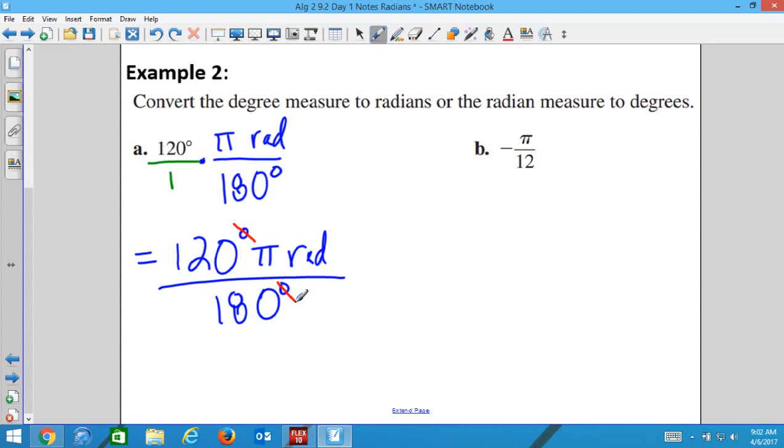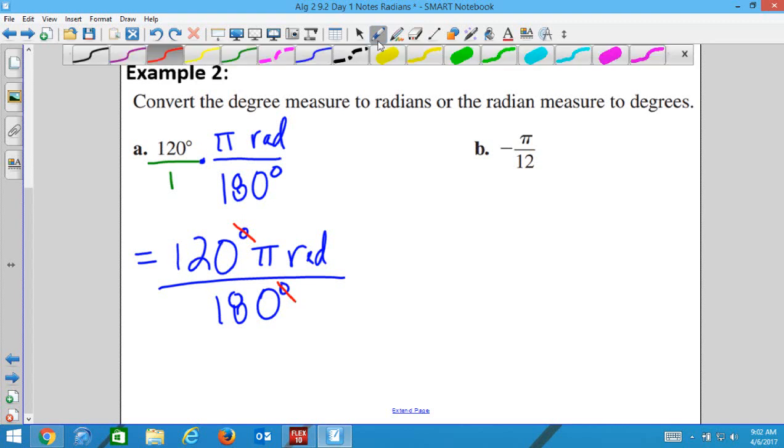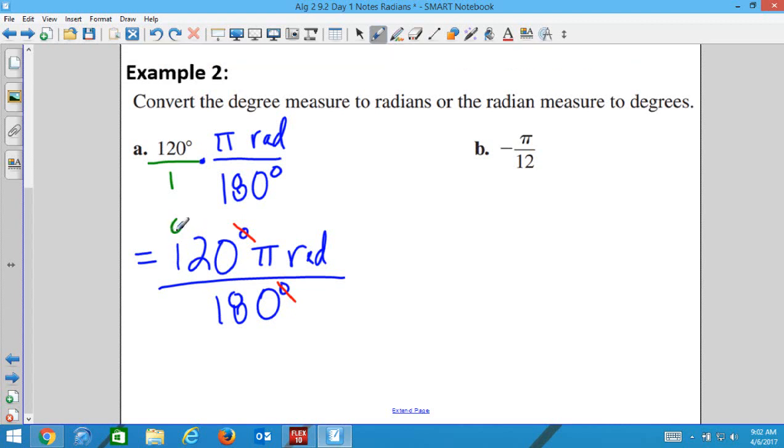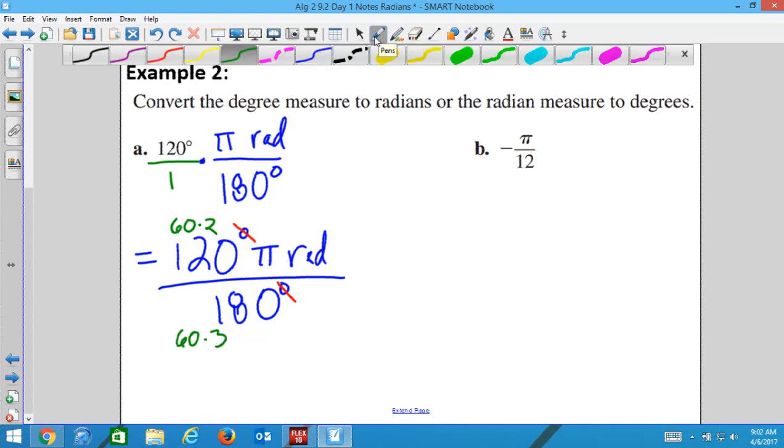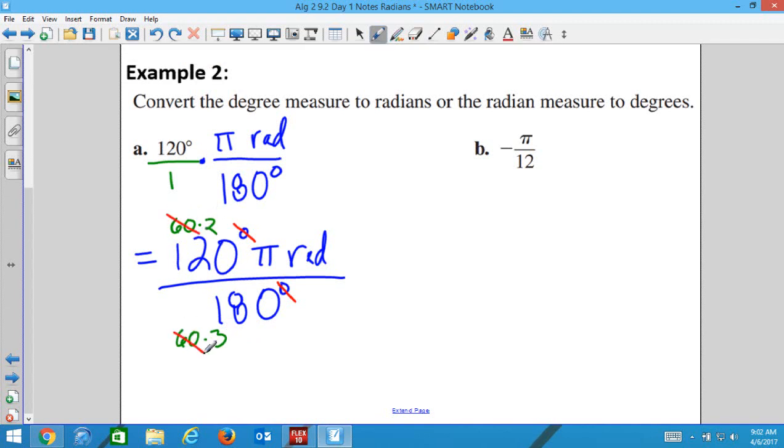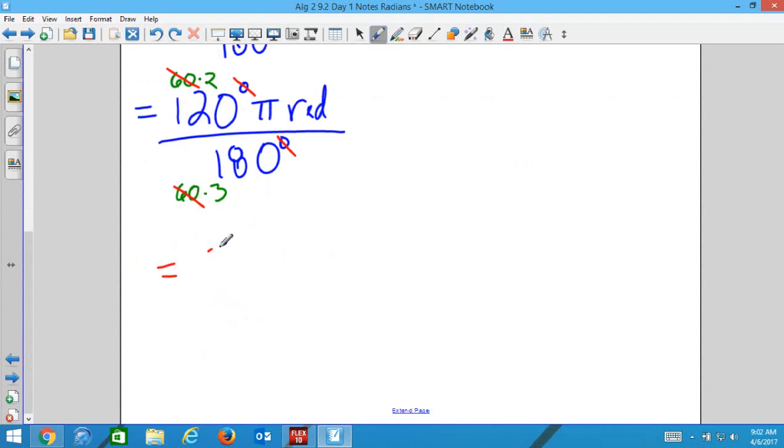We can cancel out the degrees, and then we can also reduce the 120 and the 180. What can cancel out of 120 and 180? Right, 120 is 60 times 2 and 180 is 60 times 3, so we can cancel out the 60s. What do we have left? 2 pi radians over 3. 2 pi over 3.